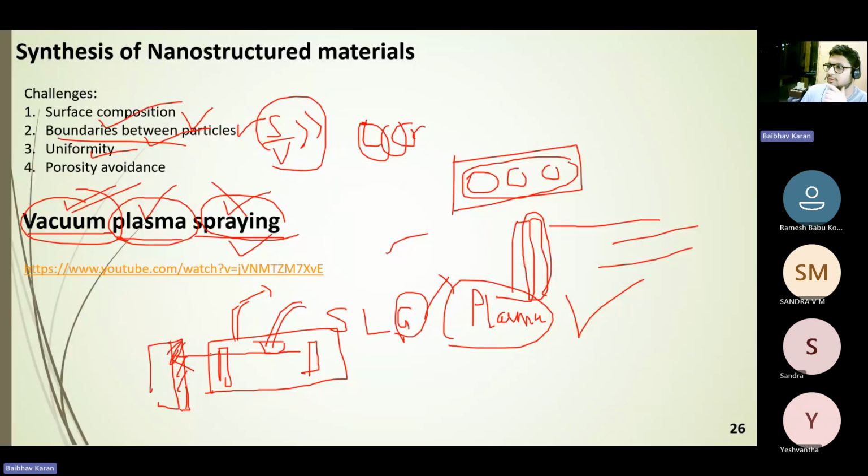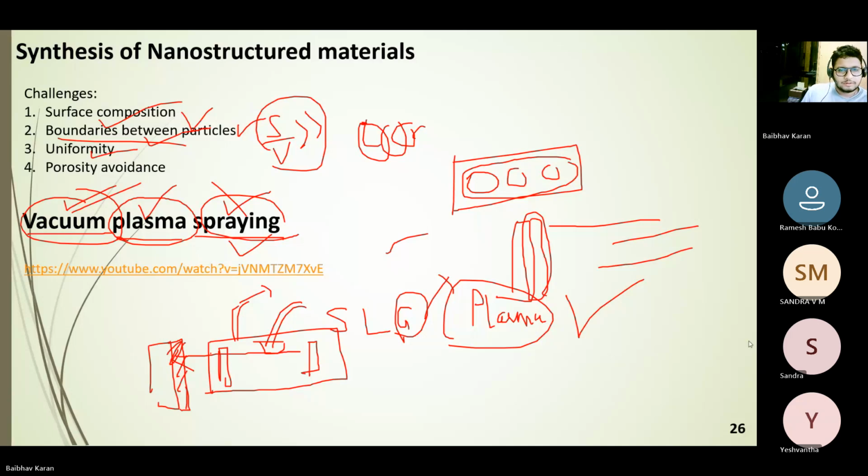So this was just to give you an idea of what vacuum plasma spraying was. For more details on vacuum plasma spraying, you can always go through Professor Pratap's lectures. And I think there were not too difficult questions in the assignment regarding this. If you still have any doubts, you can ask in the group, or you can ask now if you want.